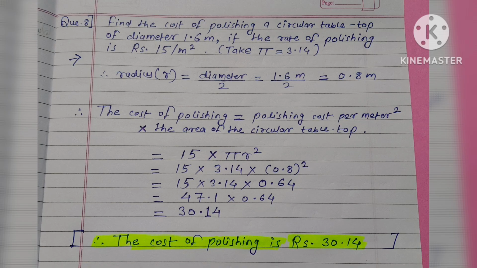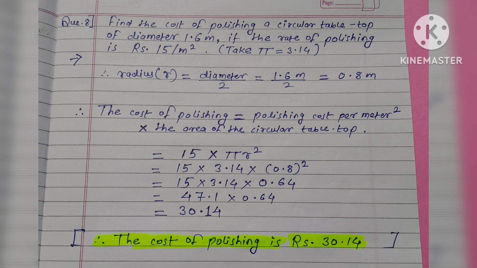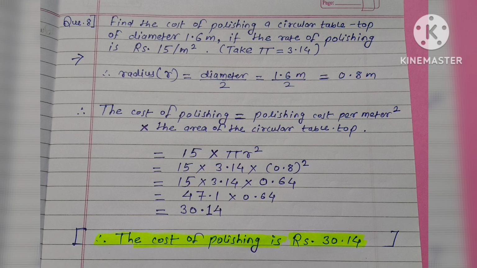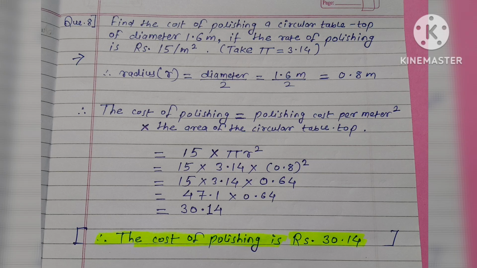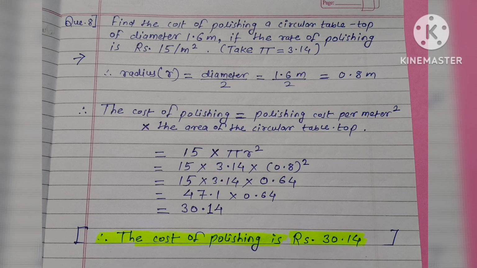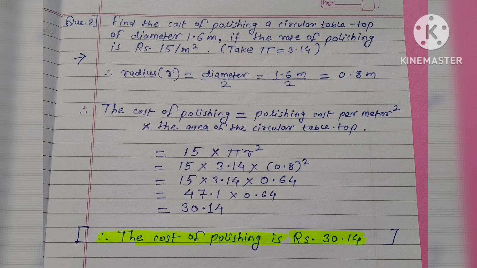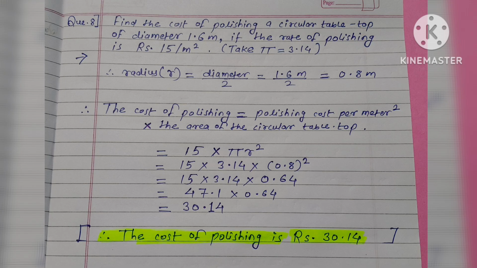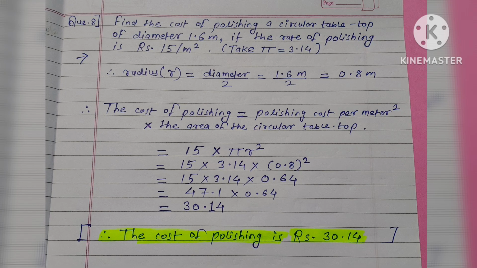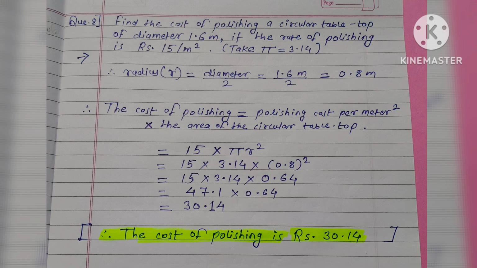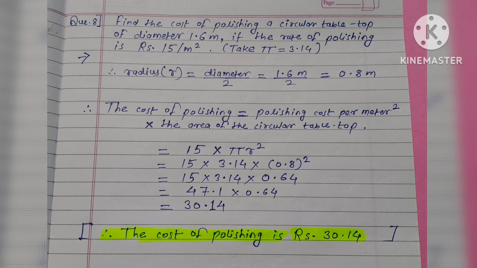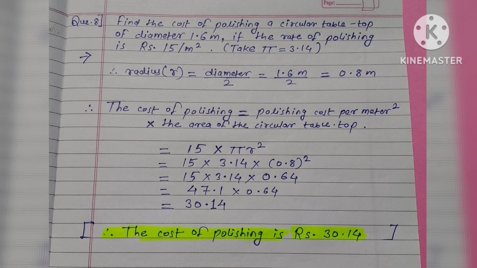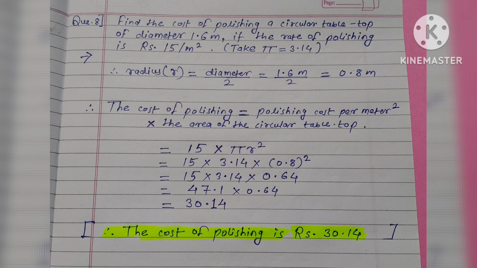Now we also have to find the area of the circular tabletop, for which we'll use pi r square. The pi value we take as 3.14, and the radius we already found is 0.8 meter. If we multiply the area of the circular tabletop by 15, we'll get the cost of the polishing. After calculation, we get 30 rupees and 14 paisa as the cost of the polishing for this given question.